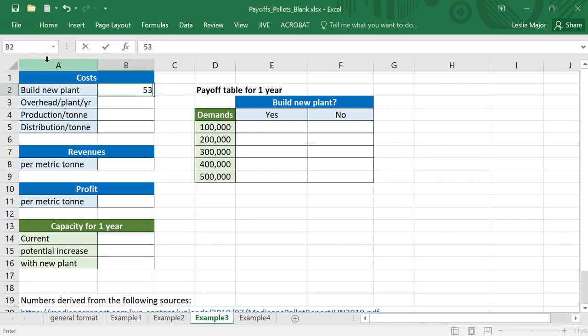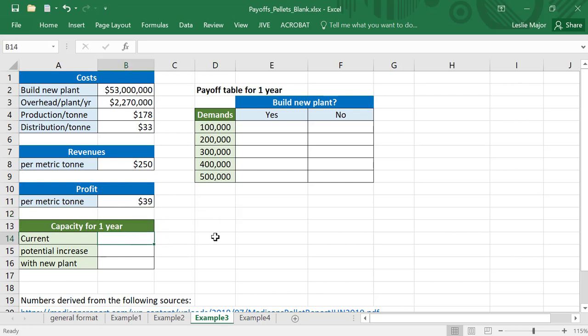Okay, so again, here we are with a kind of blank Excel template for this one. So let's put our, again, our cost to build a new plant at $53 million. Now our overhead is $2.27 million per plant. So there's our new overhead. Production is at $178 per metric ton, distribution at 33. So our revenue is $250 again, and our profit is now the $250 minus the $178 minus the $33. That is now our actual profit per metric ton.